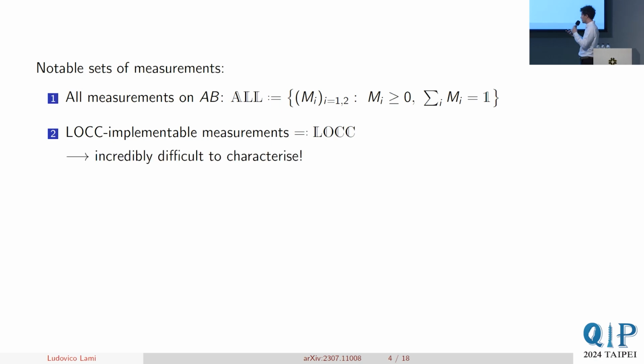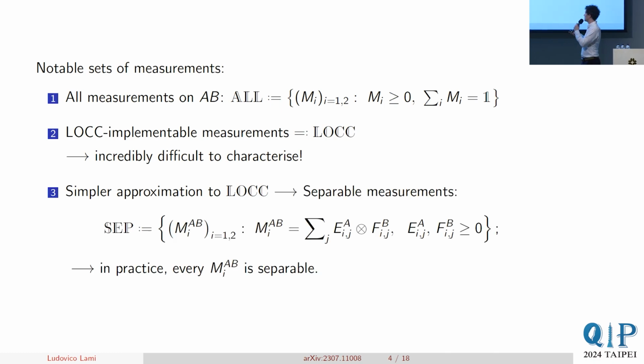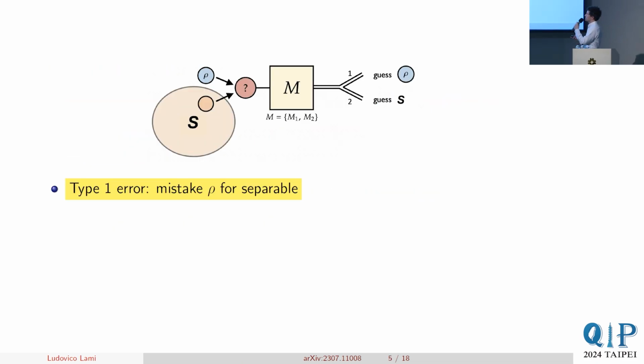Precisely because this is very difficult to characterize, we also need a relaxation, a simplification of the set. The standard candidate is the set of separable measurements. Separable measurements look complicated, but in practice it means that every POVM operator has to be separable. It's not a state, it's an operator. So this is the set of inclusions: LOCC is the smallest set, then there is the set of separable measurements, and then the set of all measurements is much bigger.